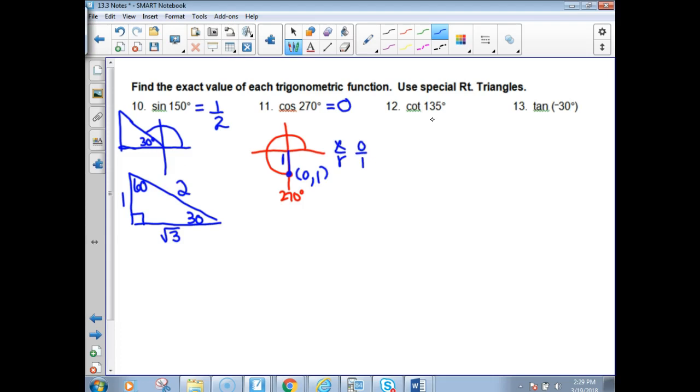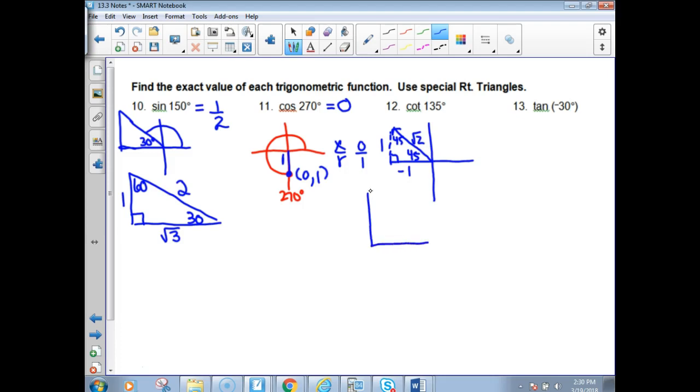Cotangent, 135. Well, why didn't we do 135 yet? Okay, so that's halfway into quadrant 2, which gives me a reference angle of 45. Which means I have a 45, 45, 90. Now I'm going to make these legs be 1. Oh, but that would be left, so it would be -1 and +1. Now, the hypotenuse, or radius, if you will, is always positive, all right? So if you were to do the Pythagorean theorem, 1 squared plus -1 squared is going to give you 2. Square root of 2 would be the hypotenuse.